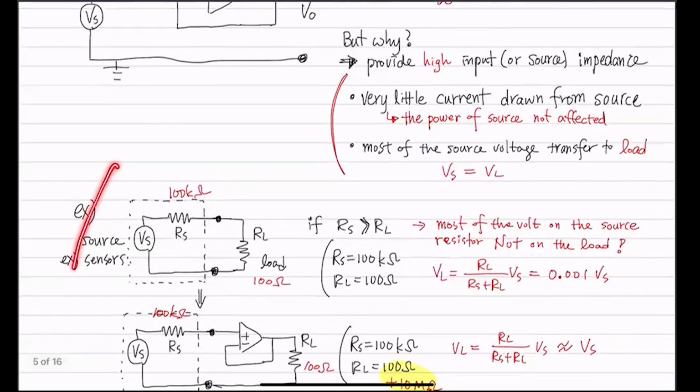So after you understand this part, if you go back, probably it's going to make sense. So provide high input impedance, so very little current is drawn from the source. The power of the source is not affected, and all the source power is transferred to the load. So Vs is going to be Vi.